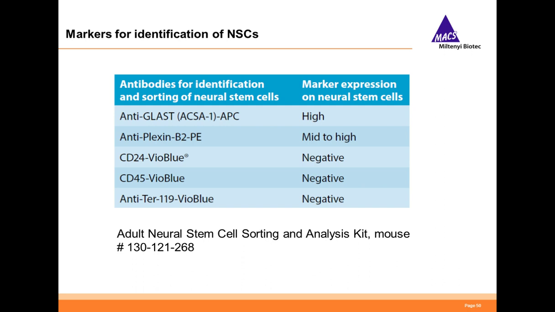So the neural stem cells cannot be identified by one marker, and we need a combination of markers for their identification. And therefore, we developed a kit with a unique marker combination of the following markers for their identification. This kit includes the anti-GLAST antibody and furthermore the anti-plexin B2 as positive markers. And then we have CD24, CD45, and TER119 as negative markers.